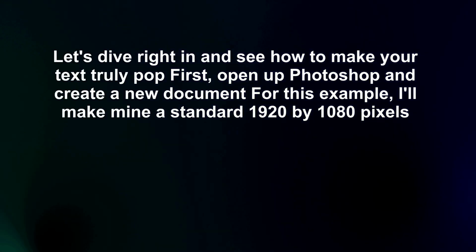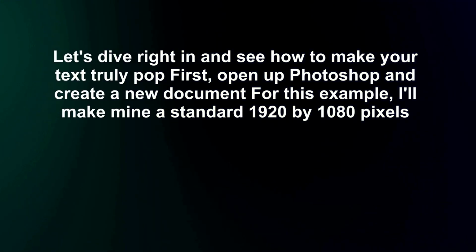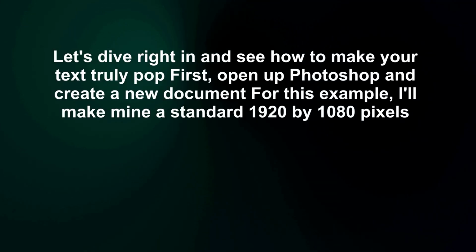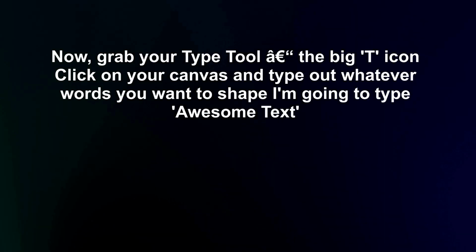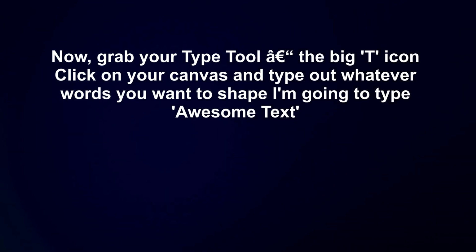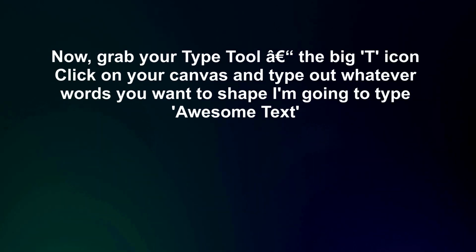First, open up Photoshop and create a new document. For this example, I'll make mine a standard 1920 by 1080 pixels. Now, grab your type tool, the big T icon, click on your canvas and type out whatever words you want to shape. I'm going to type "awesome text".